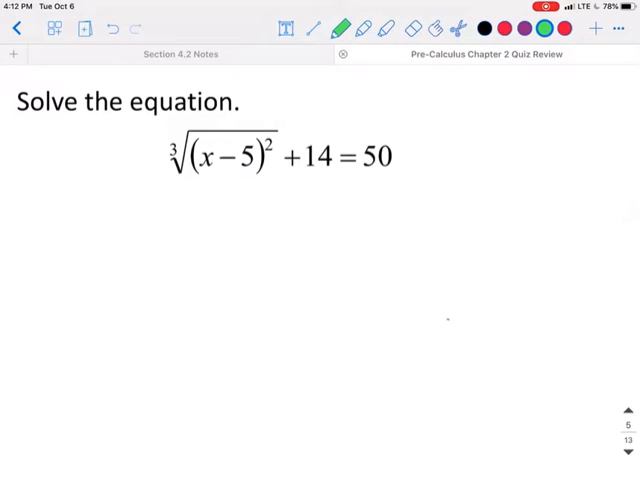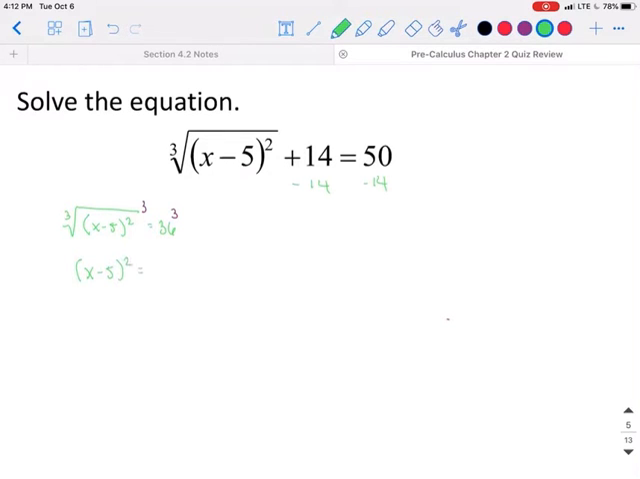We need to solve the equation. To do this, we're trying to get the x by itself. The first thing we would need to do is to subtract 14 from both sides. So this is going to leave us with the cube root of x minus 5 squared is equal to 36. Next, we need to get rid of that cube root. So you will cube both sides.